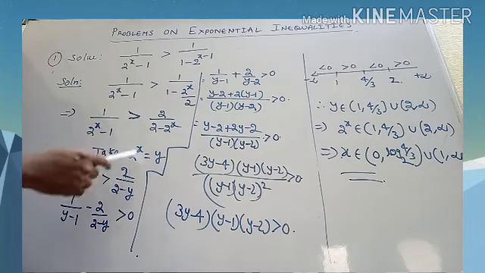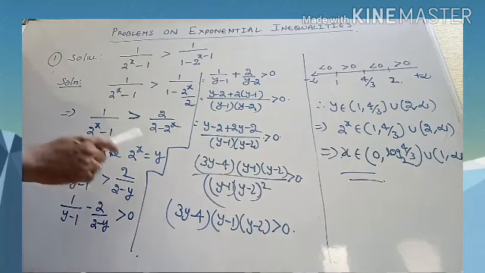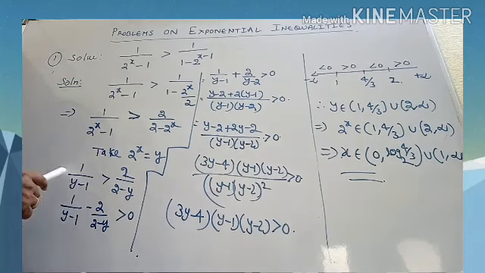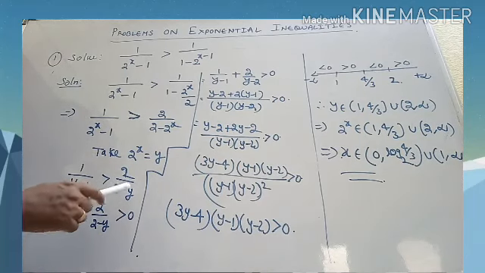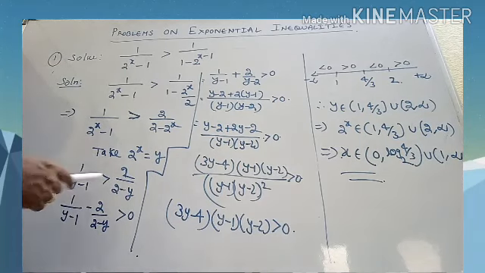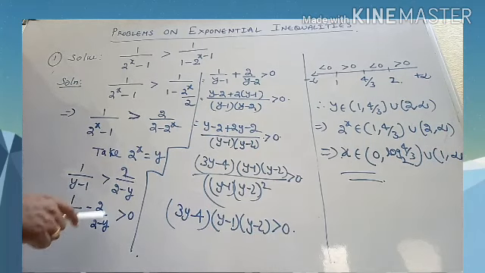Now, for simplicity, take 2 power x equal to y. Then 1 by y minus 1 is greater than 2 by 2 minus y. Now it is a method of intervals problem. You can solve it very easily. Bring 2 by 2 minus y to the left side: 1 by y minus 1 minus 2 by 2 minus y greater than 0.